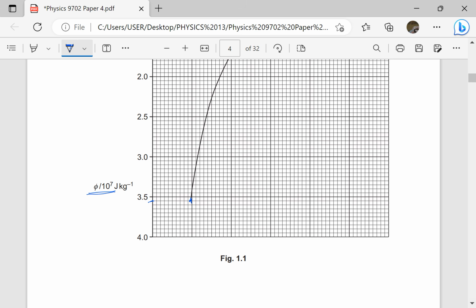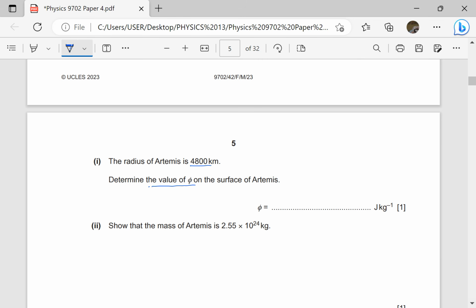So on the surface here, we have this value, and the scale on the vertical is 0.5 divided by 10, which is 0.05. So this value here is going to be 3.55 times 10 power 7. So the value of phi on the surface of Artemis is going to be negative 3.55 times 10 power 7. Why negative? Gravitational potential is always negative. So this negative is not optional. For gravitational potential, the negative is a must.